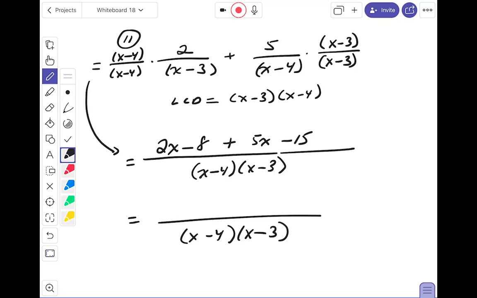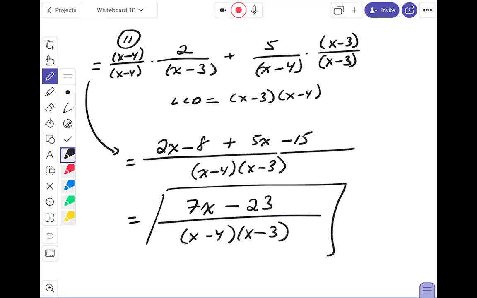Let's see, 2x and 5x is 7x. And minus 8 minus 15 is minus 23. Put a box in this. Yep, mistakes can happen. That's why we like to provide you with a key.